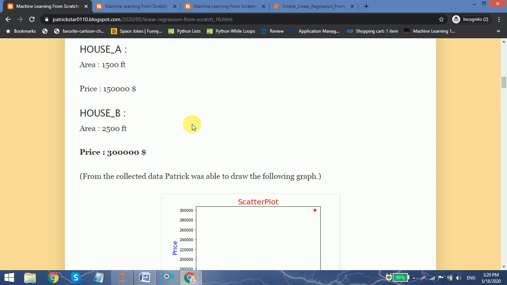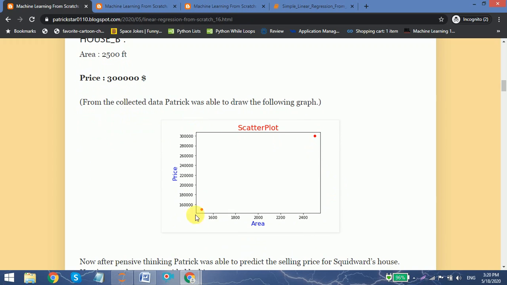Okay, then we can plot our data on a scatter plot, or you can say coordinate plane, with area as the x-axis and price of the house as the y-axis. And here we have plotted our data. You can see the first data point is 1500 square feet and $150,000, and the second one is 2500 square feet and $300,000.